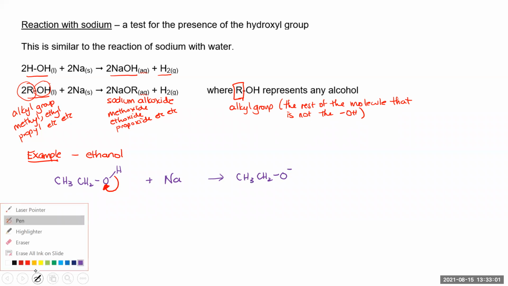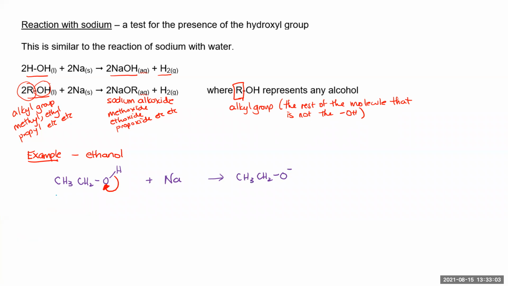The hydrogen comes off without its electron as H+. So the alcohol is donating H+. So the alcohol is acting as an acid by the Bronsted-Lowry definition.